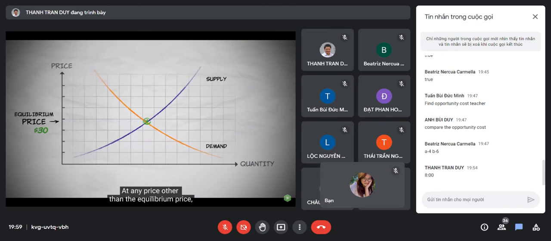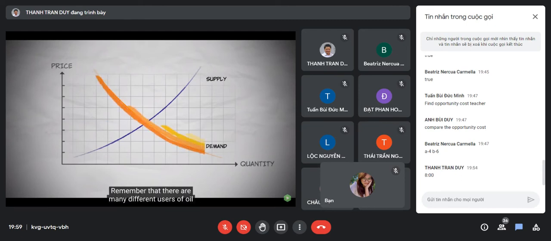At any price other than the equilibrium price, the incentives of the buyers and sellers push the price towards the equilibrium price. Only the equilibrium price is stable. Now, let's take a deeper look at the market equilibrium and some of its properties.